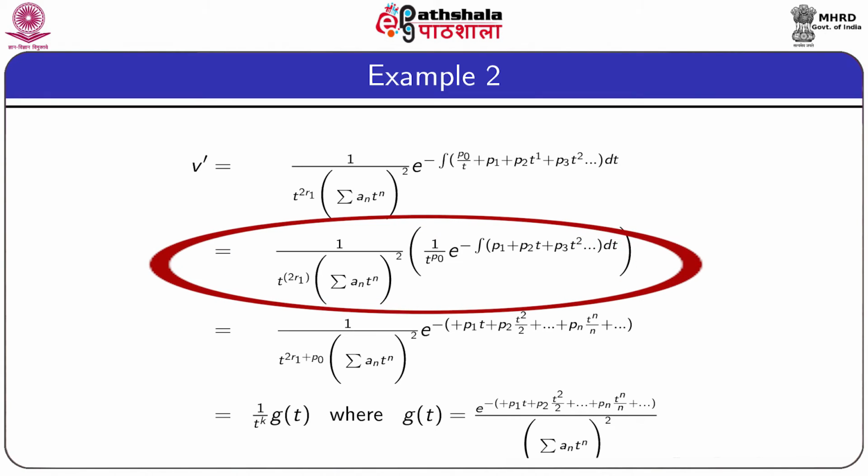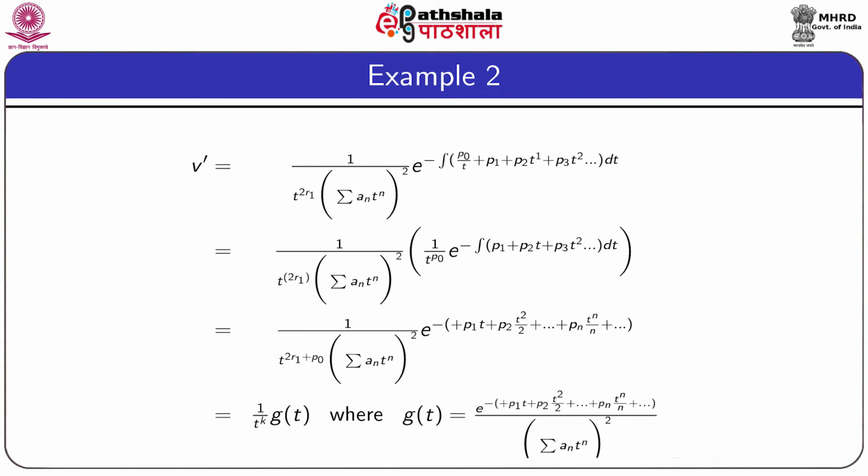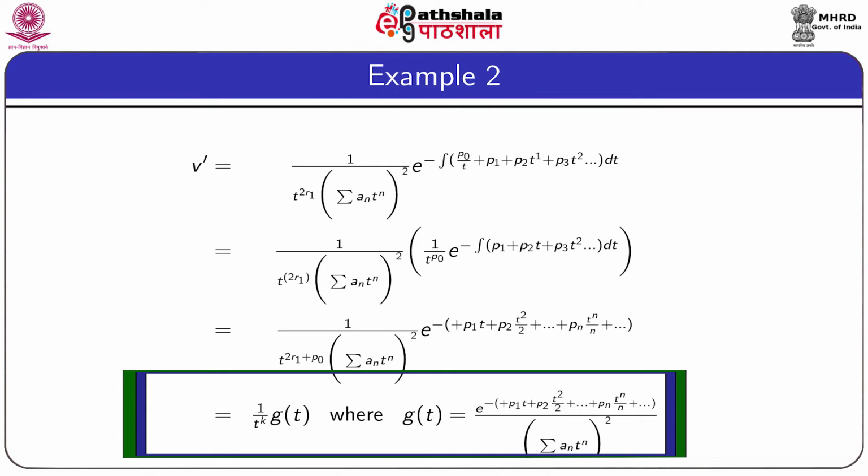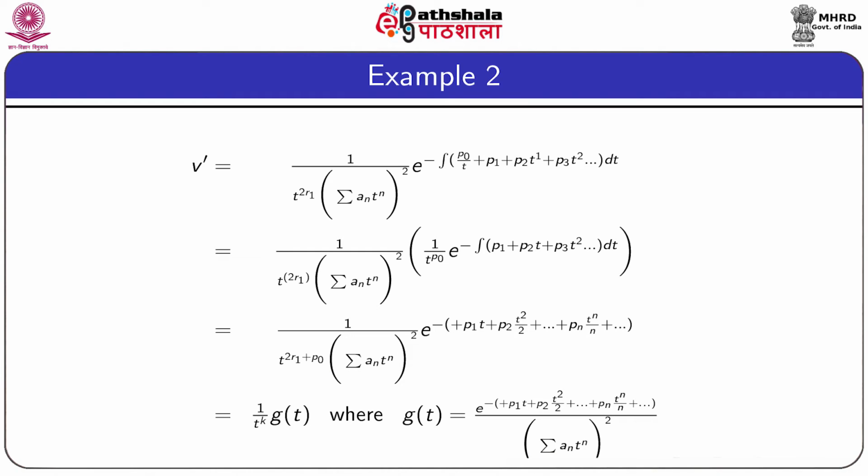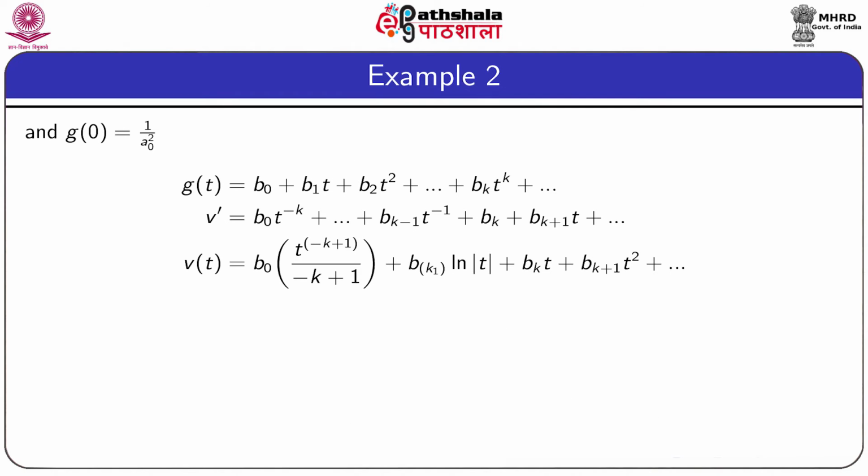which is equal to 1 by t to the power 2 r1 summation a_n t to the power n whole square, times 1 by t to the power p0, e to the power minus integration of p1 plus p2 t plus p3 t square plus dot dot dot, which we can write as 1 by t to the power k g(t), where g(t) is equal to e to the power minus (p1 t plus p2 t square by 2 plus dot dot dot plus p_n t to the power n by n plus dot dot dot) divided by summation a_n t to the power n whole square. And g(0) is equal to 1 by a0 square.